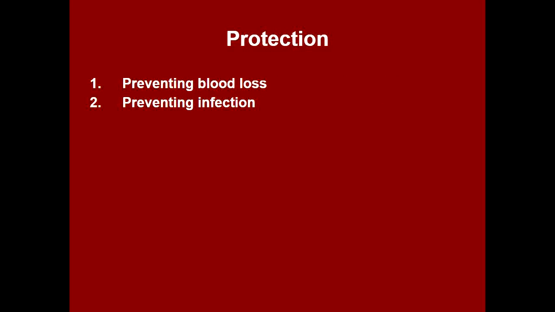Our blood helps us by preventing blood loss. We have some very specific mechanisms to stop us from bleeding if we have some type of injury. And then also our blood is designed to prevent against infection. And of course, we know white blood cells help to fight infection.